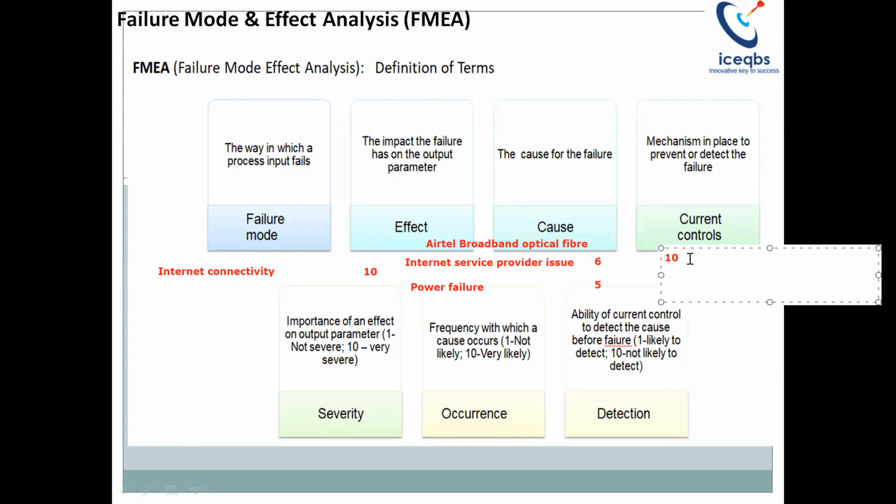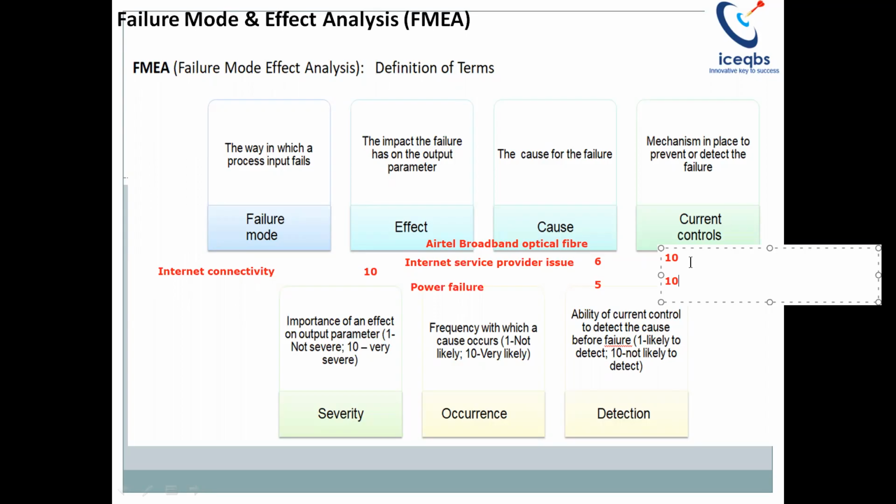So again, I give a detection rating of 10 for the power failure also. That means for each of the causes, I will have to evaluate what is the current control mechanism I'm having, either to detect the failure or to prevent the failure. If I'm having a robust control, then I will give a rating of 1. If my control mechanism is very, very weak, then I give a rating of 10.